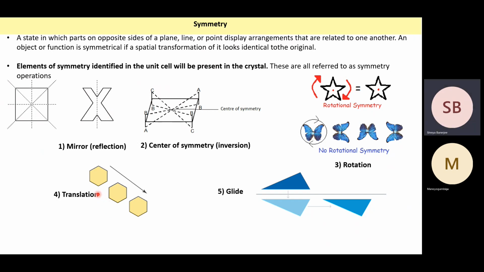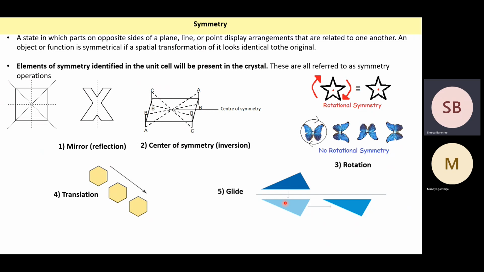Translational symmetry means that if you translate the object, it appears similar to the original. So suppose you have a crystal with different unit cells placed like this, you can say that they have translational symmetry. Because if you translate the first to the position of the second, they will be indistinguishable from one another. And that is translational symmetry.